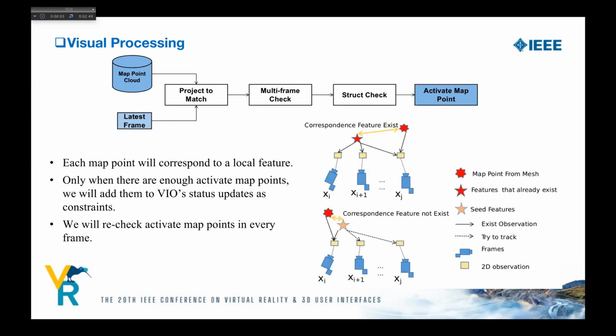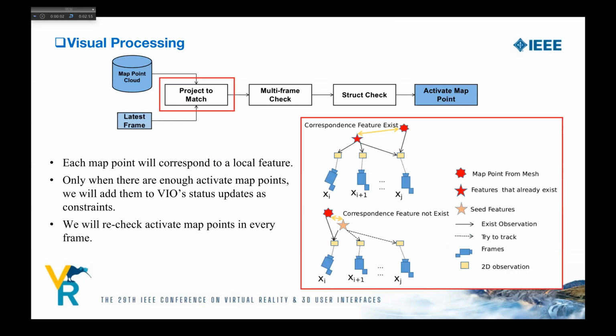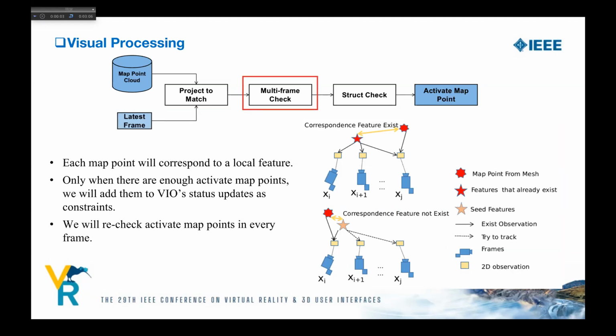The removal of outliers is the most critical step for a tightly coupled method. First, we project the map point into the latest frame for projection-based matching to build the correspondences of the map points and the local features. Second, we remove the outliers by checking the multi-frame projection error from each map point. Finally, we treat the remaining map points as a whole, and only when there are enough active map points, we will add them to VIO optimization.